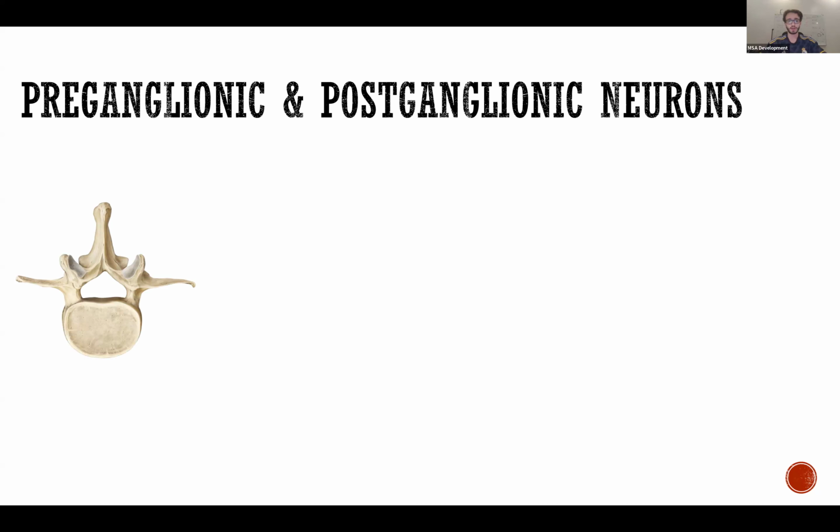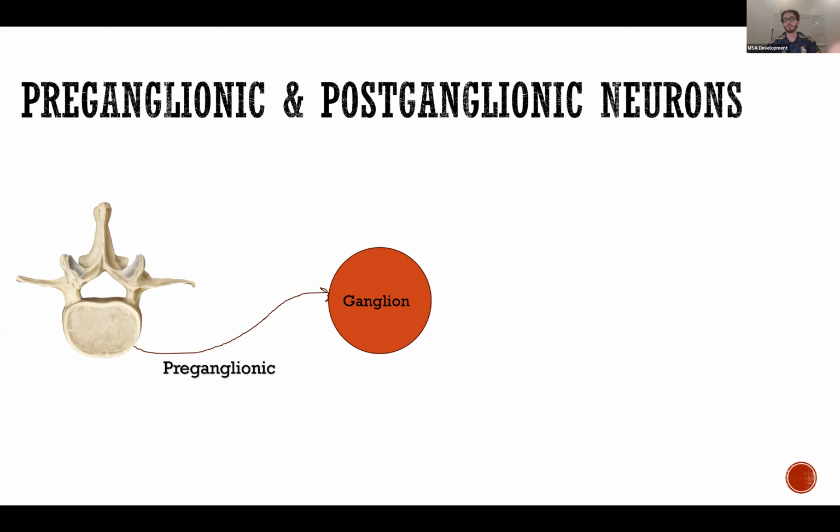Usually, the preganglionic neuron, the first preliminary neuron, will originate from the spinal cord. Okay? So this neuron will be called preganglionic neuron. Pre, because it's before, and ganglionic, referring to a ganglion, like a nucleus, you could say. So the preganglionic neuron will make its way to the ganglion, whether it's sympathetic or parasympathetic.